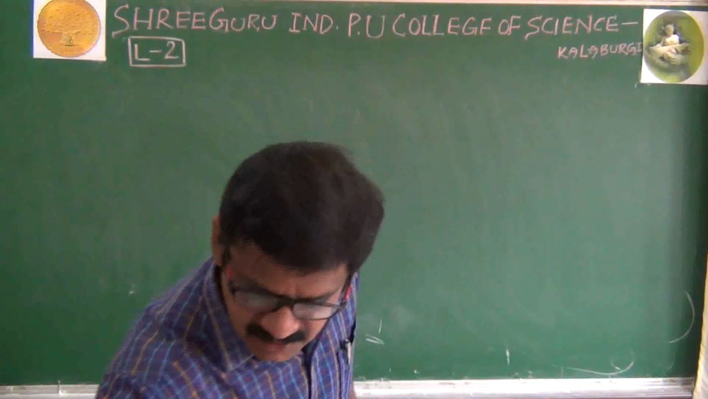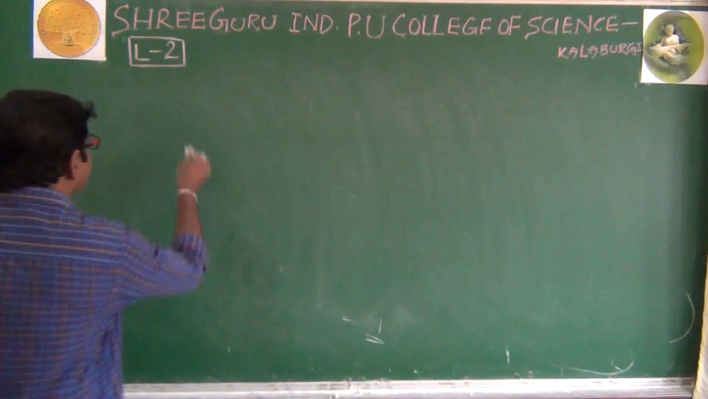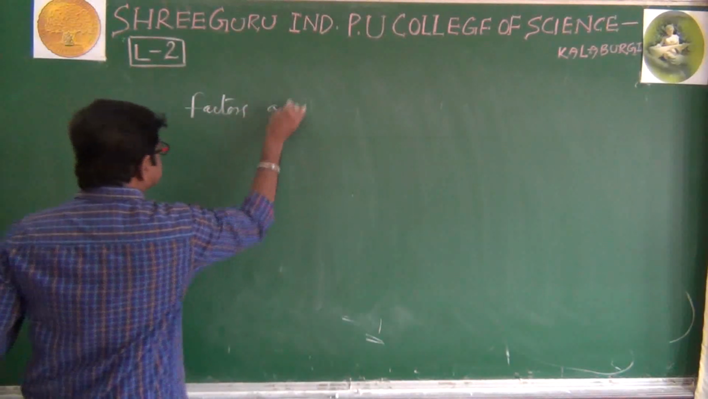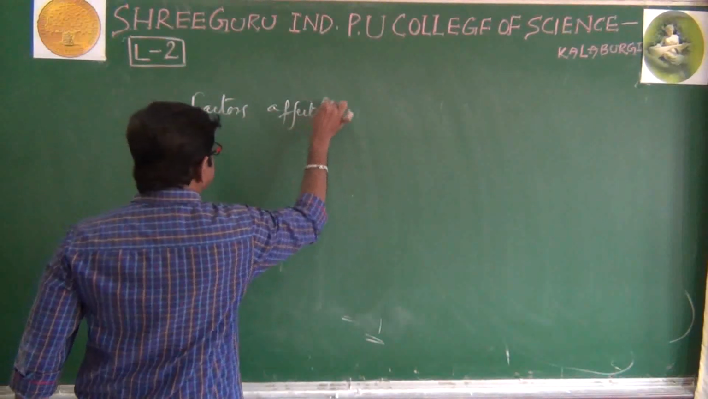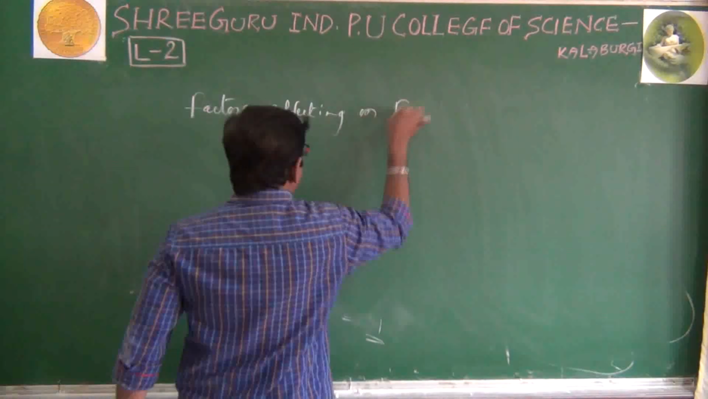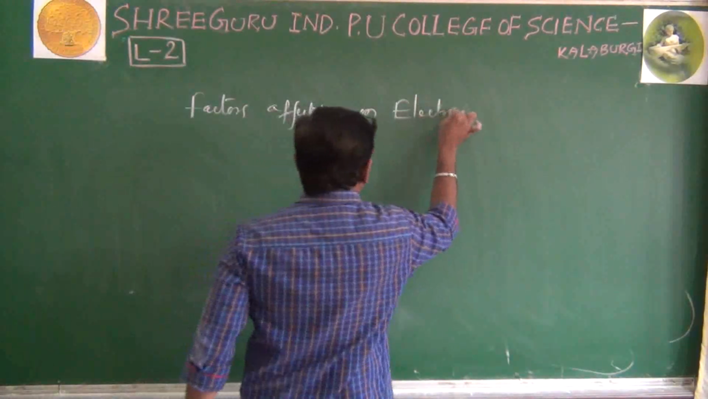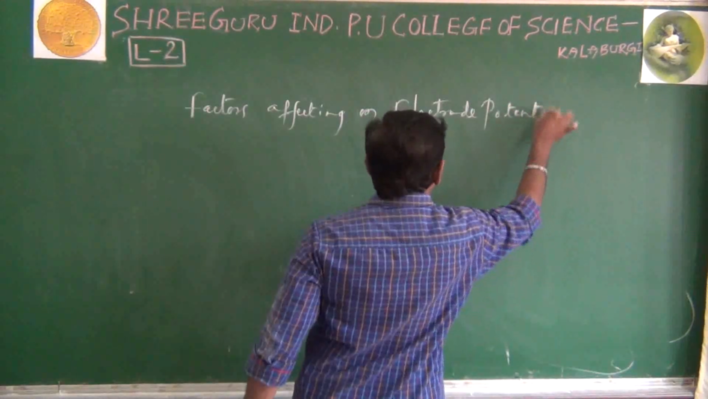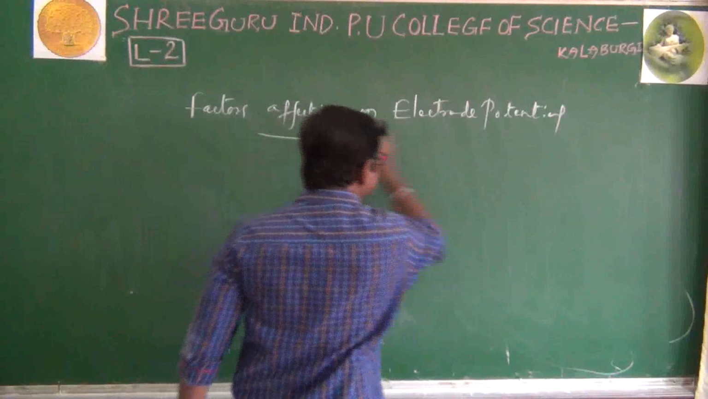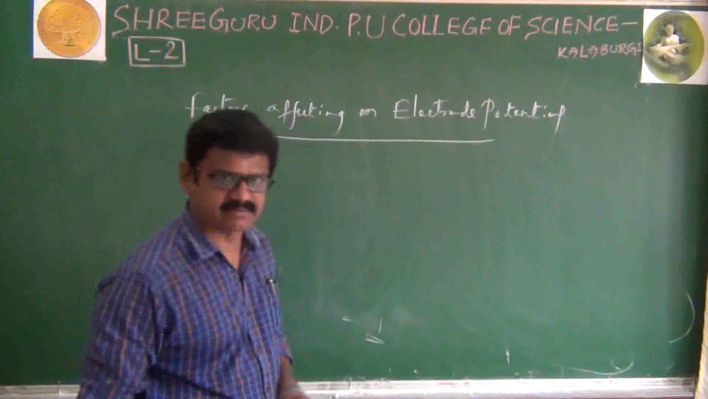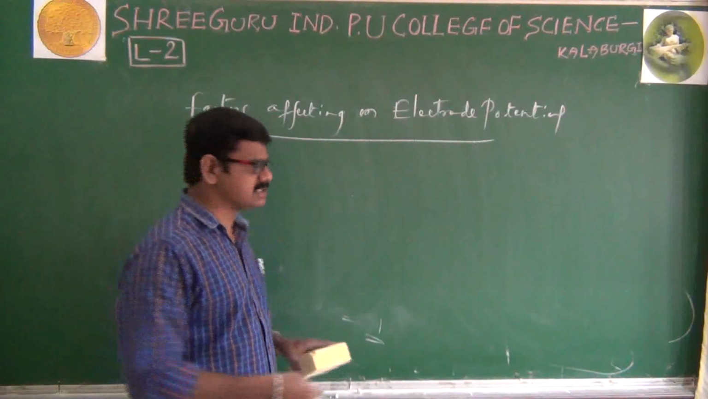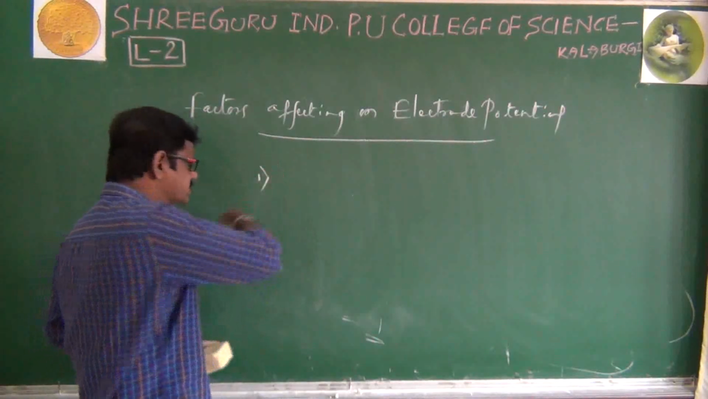Next, we will discuss factors affecting electrode potential. Of course, it may be oxidation potential or it may be reduction potential, it doesn't matter. Factors affecting electrode potential. There are three factors which influence the electrode potential.